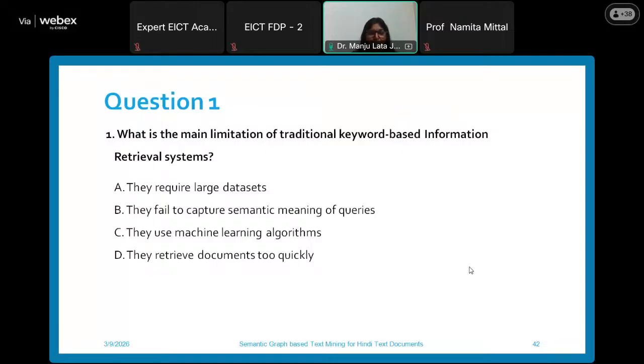Now it's time for questions. As of now, we have discussed the evolution and lexicographical similarity.